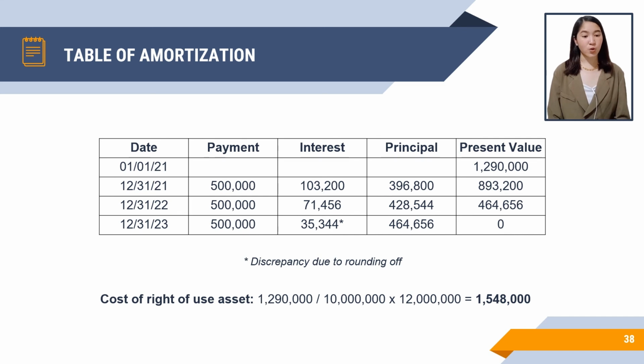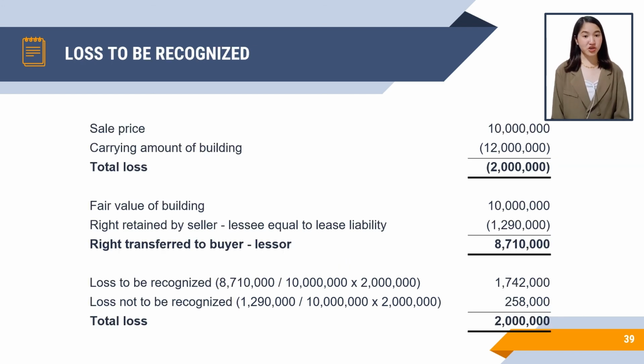So again, kukunin lang natin yung present value, i-divide siya sa fair value ng asset, then i-multiply sa carrying amount. So we arrive at 1,548,000 pesos. So of course, just like in gains, kailangan din natin malaman kung magkano yung loss na i-recognize.